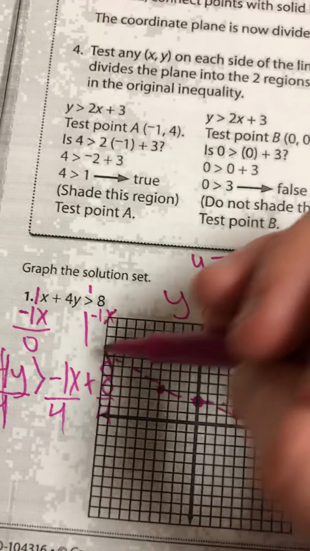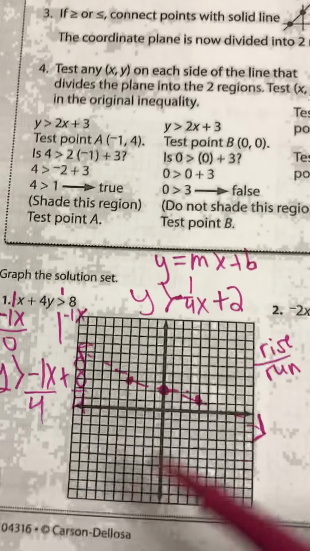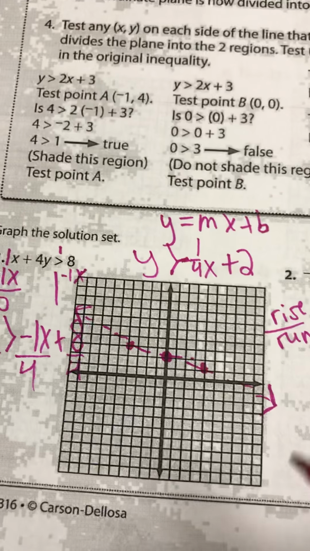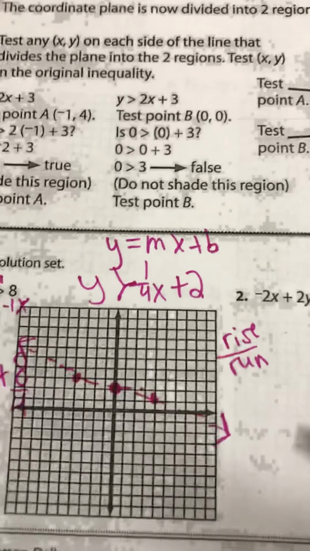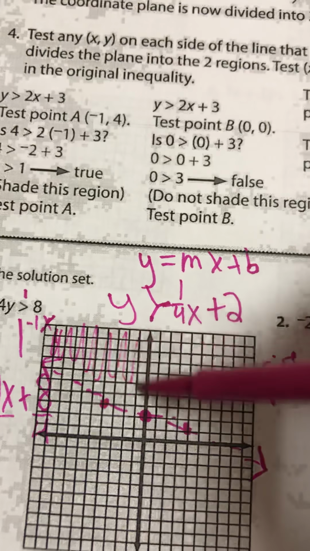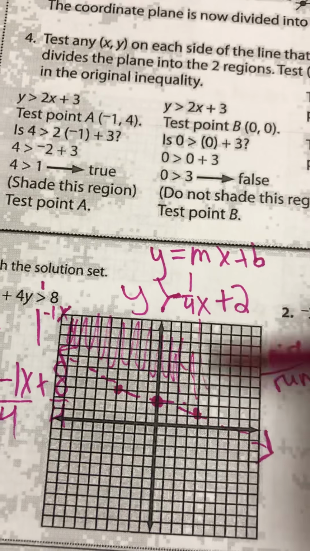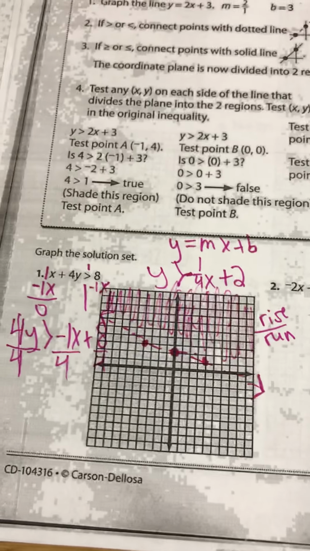Okay, and now for the shading. Remember, we shade below if it is less than and shade above if it is greater than. In this case, y is greater than, so we will shade above. And there we go, that is our answer.